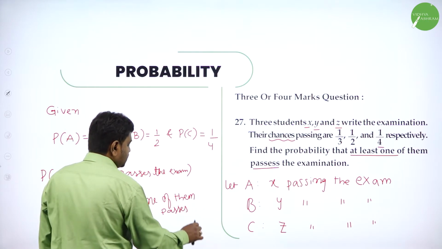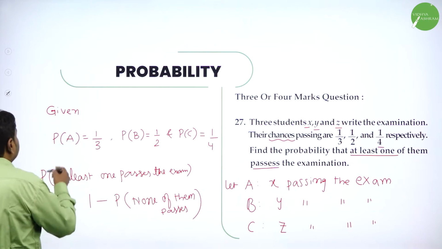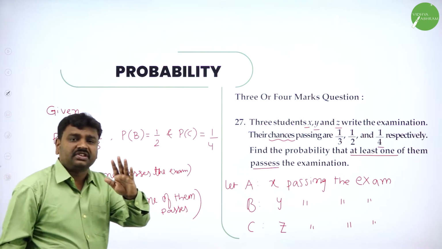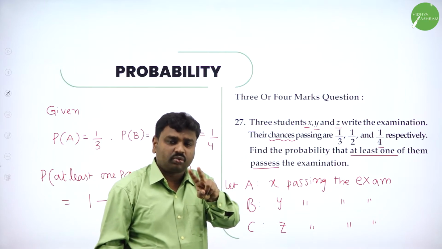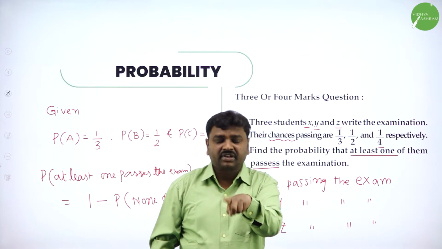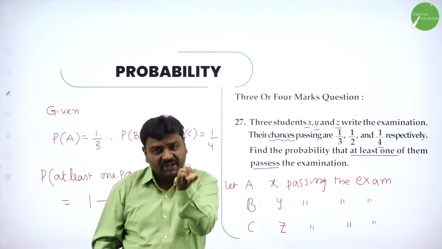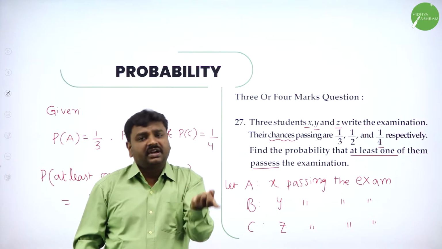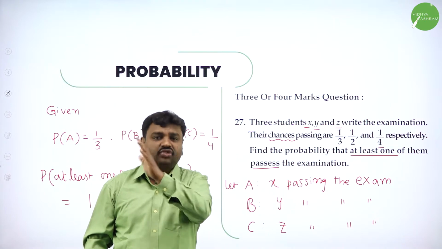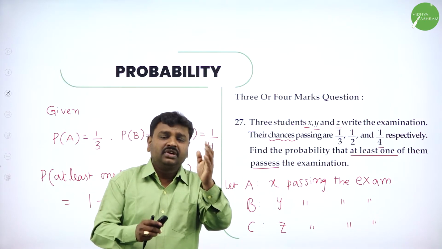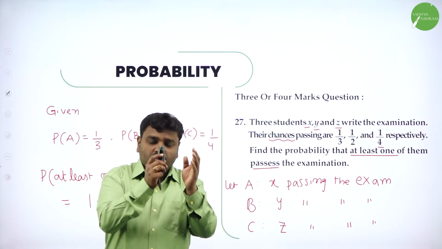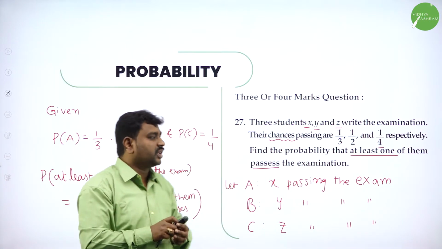None of them passes. So this is the key we have to understand. At least one passing the exam means one passing the exam, or two passing, or three: X passing, or Y passing, or Z passing, or XY passing, or YZ passing, or XYZ passing. We cannot calculate so many. That's why total minus no one will pass. No one will pass, all should fail. So total minus no one will pass. If you find that, you can get the answer.